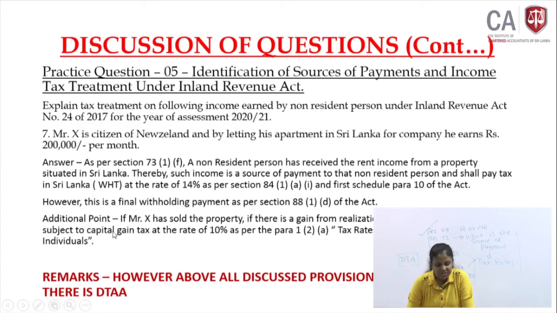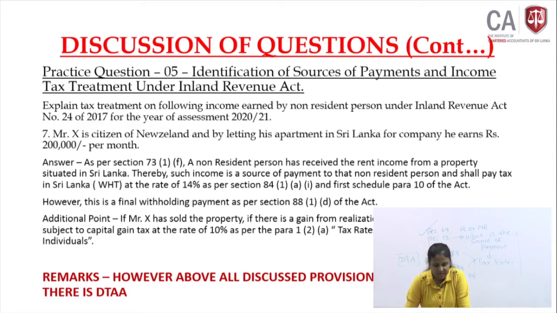Then there is an additional point I need to think about a little. If this property is sold, even by a resident person or a non-resident person, there are 2 kinds of income. One is the rent income. The other is, if you have disposed of that property, there is a realization gain. Now I will touch a little on that point.